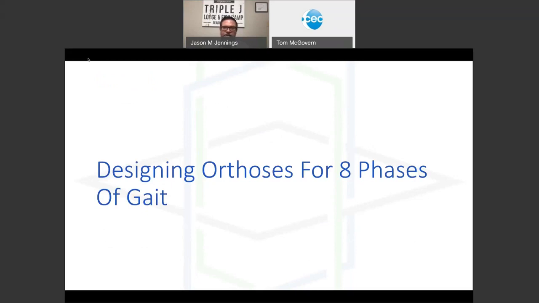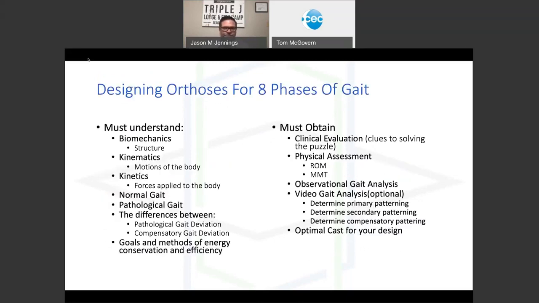So then I like to say, let's try to design an orthosis for all 8 phases of gait and not just for portions of the gait cycle. Maybe we're going to address more than just the foot drop for swing phase. And I think to be able to design an orthosis for 8 phases of gait, we have to understand all of the things that I've touched on. Biomechanics, the structure, what's going on; kinematics, the motions of the body and what should be happening at what point in time; the kinetics, the forces that are applied to the body through the musculoskeletal system, or the forces that we need to apply to the body through orthotic design.